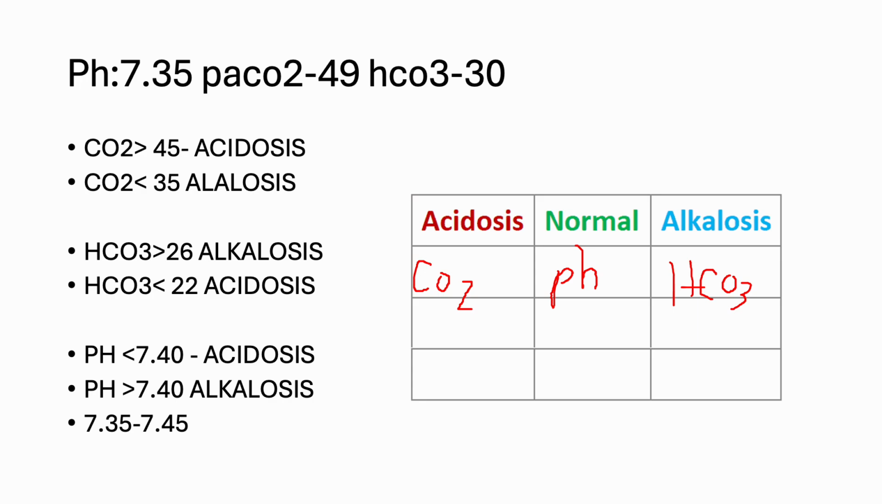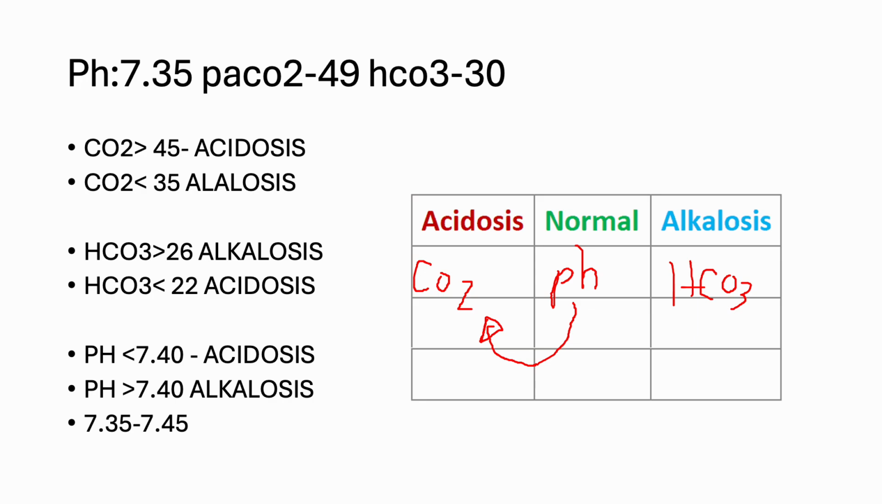So we're going to have to look at our pH. Is our pH on the acidosis side of normal or the alkalosis side of normal? Your little cheat sheet says that if the pH is less than 7.40, then it's going to be on the acidosis side. So we're going to move our pH to the acidosis side. All right, so now we have our pH and our CO2 under the acidosis.